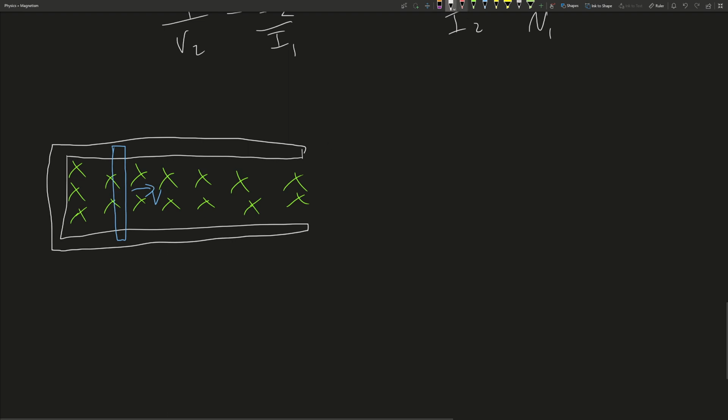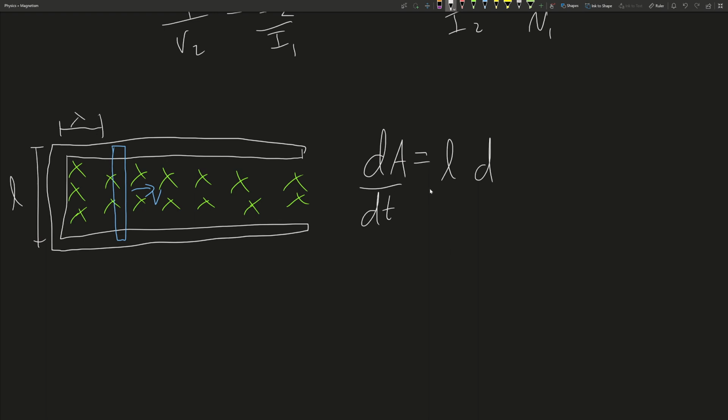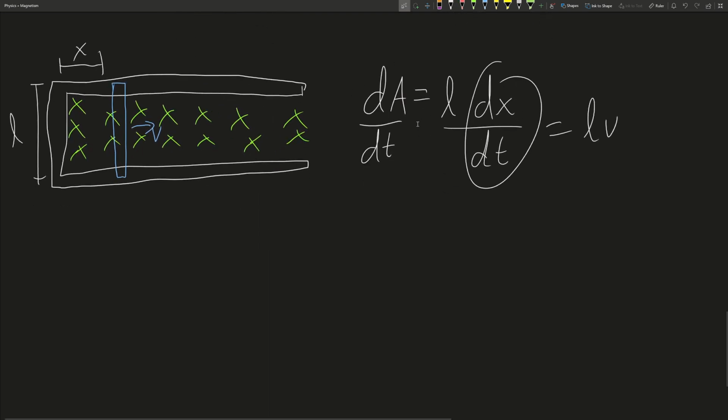If the length of the wire here is L, then the change in area over time is going to be equal to L times the change in X over time, if we call this distance X. We see that this term, change in X over time, is just equal to V. And so this change in area over time is going to be equal to LV.